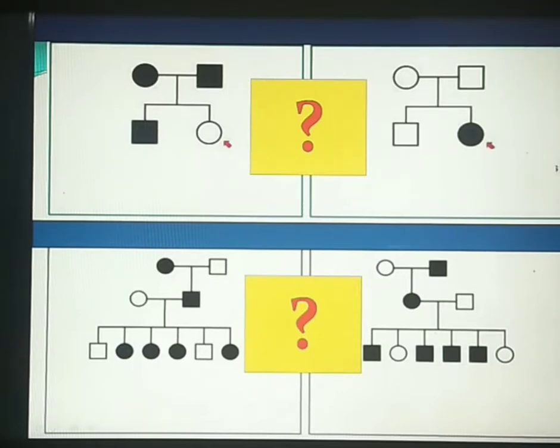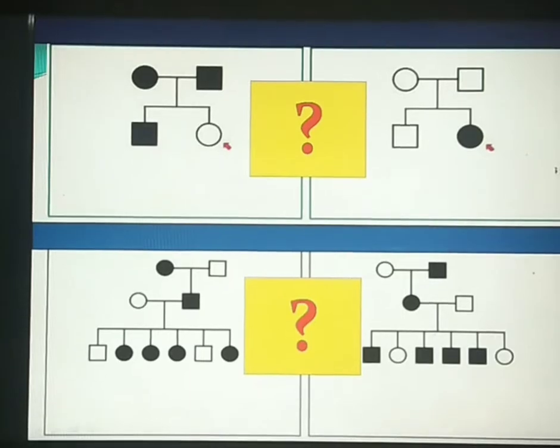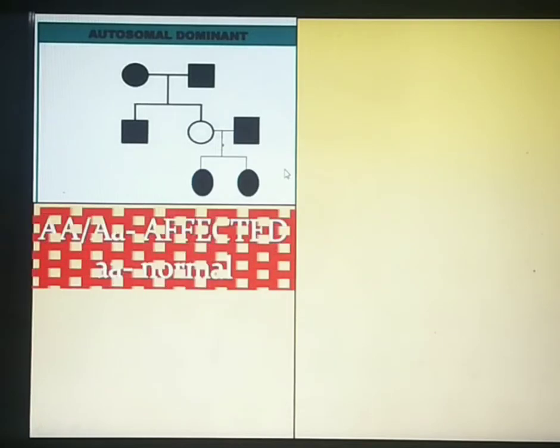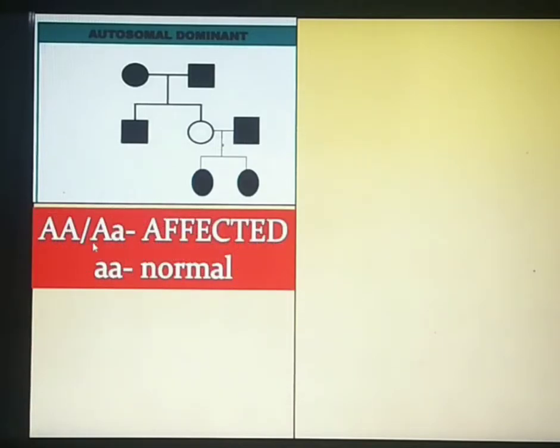Whether they are homozygous or heterozygous, it is very difficult to identify. But based on the pedigree, we have to follow certain rules wherein we can easily identify any chart and determine whether it is autosomal or sex-linked. So first one is the autosomal dominant pedigree. Since it is dominant, it will be either homozygous or heterozygous, so capital A capital A or capital A small a. So both individuals will be affected here, whereas the recessive one will be normal.